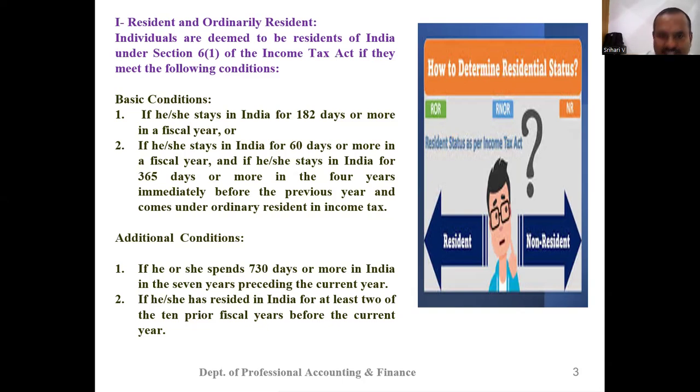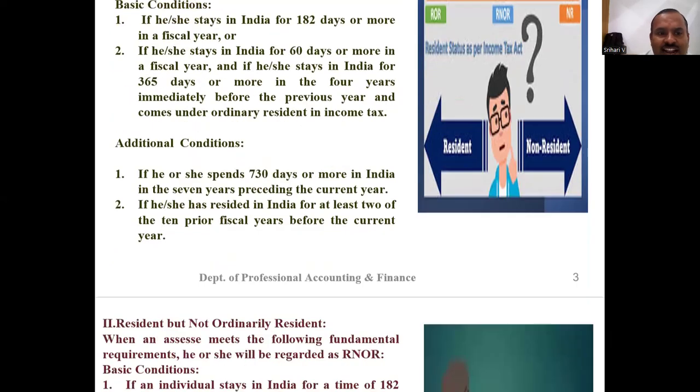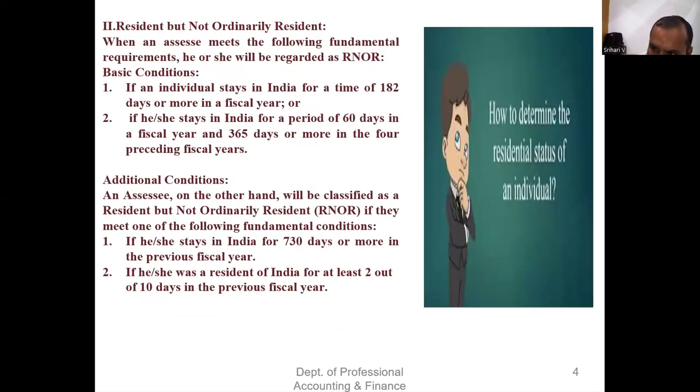Now, the question arises, who is a resident, who is a not ordinary resident, who is a non-resident? If an individual satisfies any one of the basic conditions and both the additional conditions, that is, there are two basic conditions and two additional conditions, then he or she is said to be resident and ordinary resident.